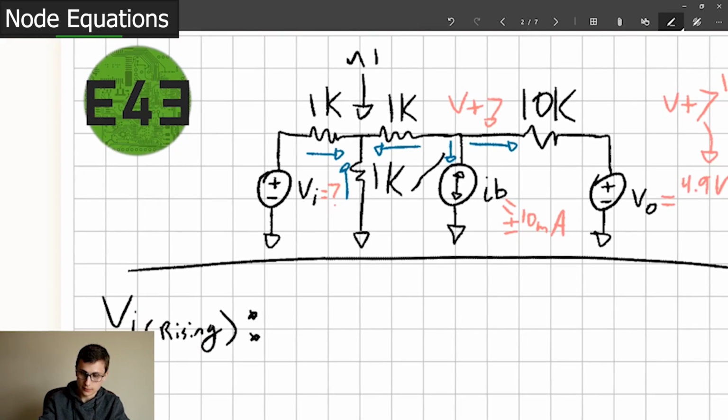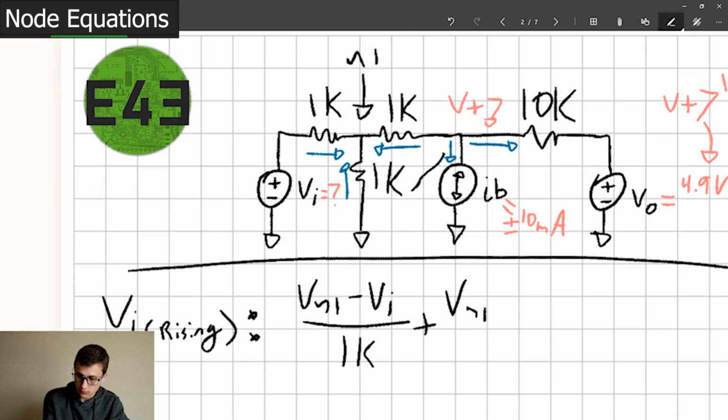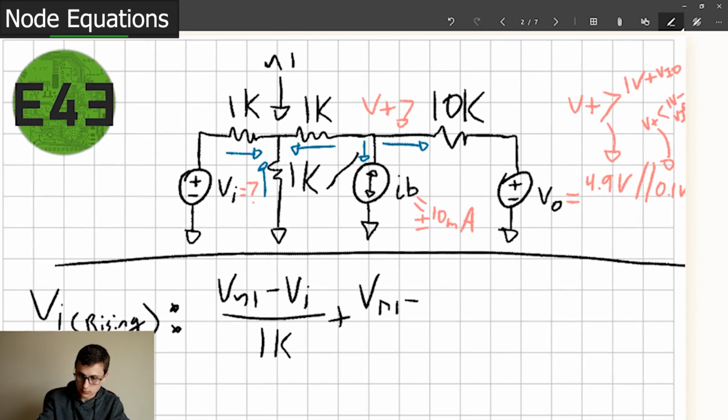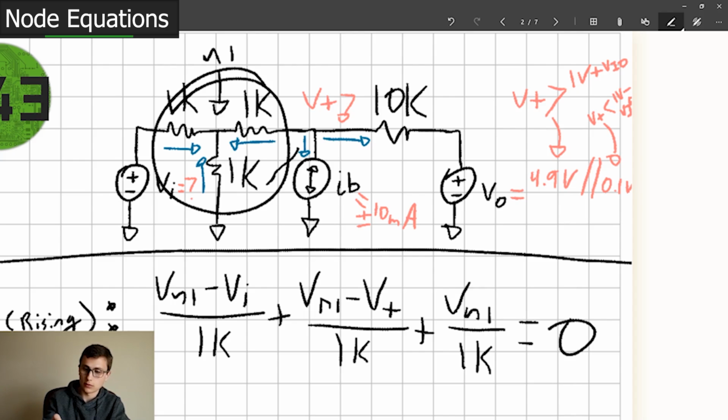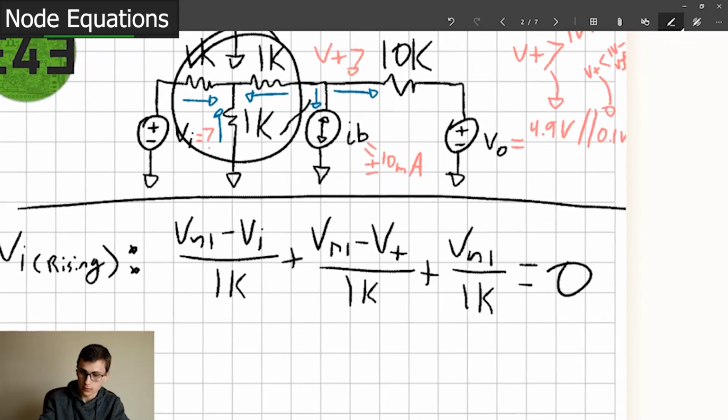So now we've got (V_node1 minus V_in) divided by 1k, plus (V_node1 minus V_plus) divided by 1k, plus V_node1 divided by 1k equals 0. Those are all the currents around node 1. Great. Let's build our second equation.